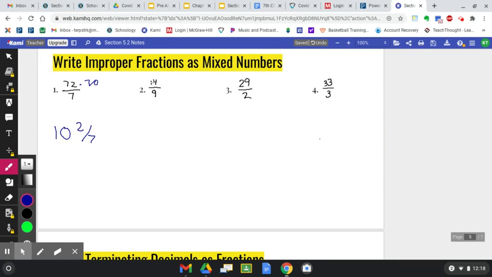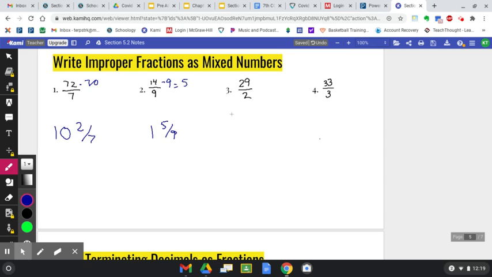So here, I know that 9 goes into 14 once, right? And that's equal to 9. Okay, so 14 minus 9 would give me 5. So I have 5 out of 9 left over.